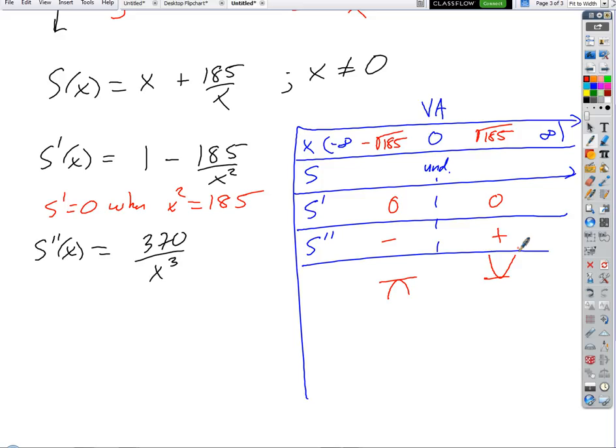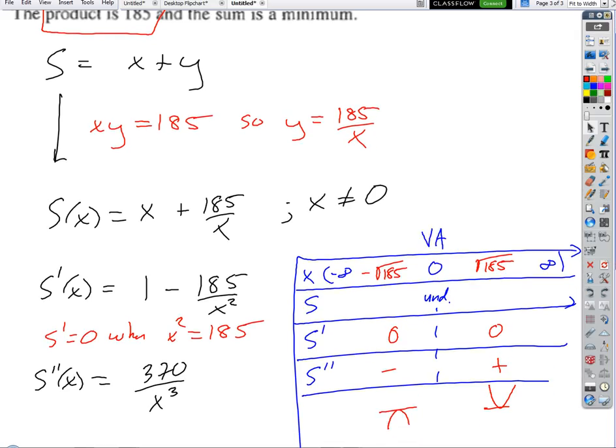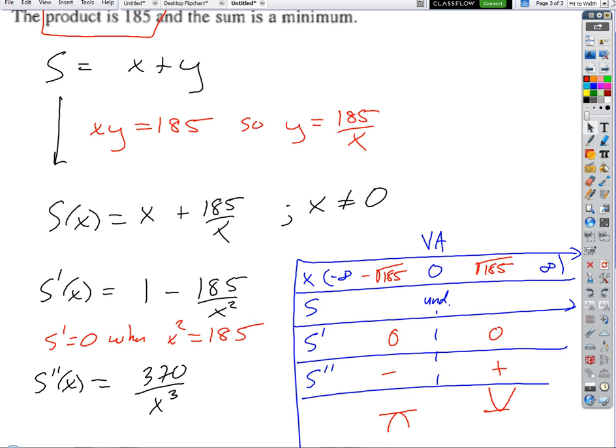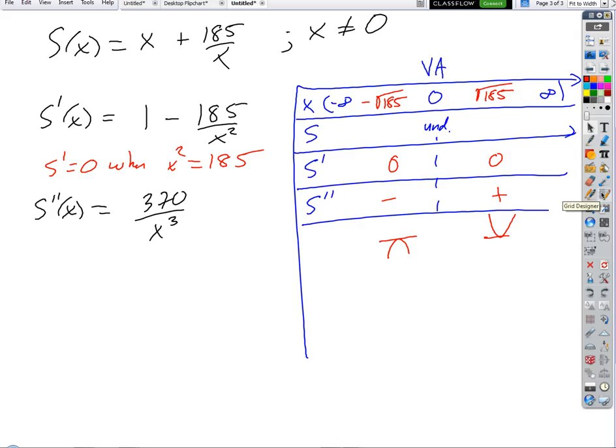Make sense? What are we looking for? Minimum. We're trying to minimize the sum, right? So the sum is a minimum. And so this is gonna be the winner right there, isn't it? Where's the x value? So that's the x value, right?